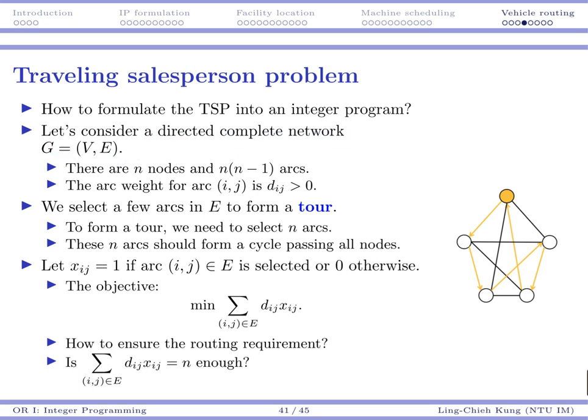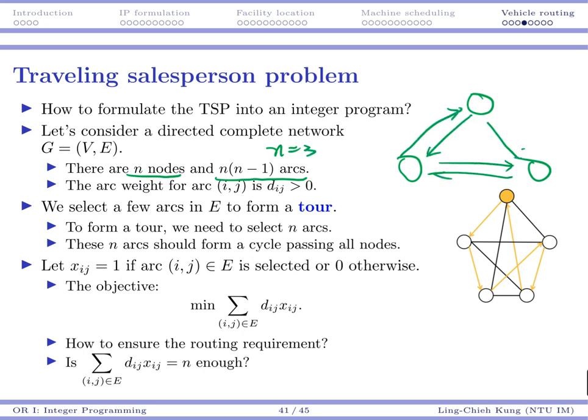So now we need to think about the structure. Let's say we have n nodes. If that's the case, then we have n times n minus 1 arcs. Why is that? Suppose n is 3, then this is one link, 2, 3, 4, 5, 6. All right, 3 times 2 is 6. So that's the idea. Basically, we are talking about directed edges.